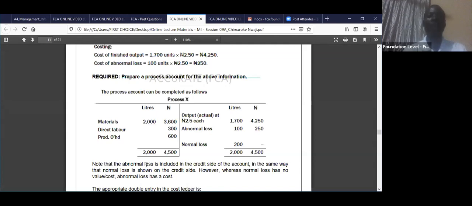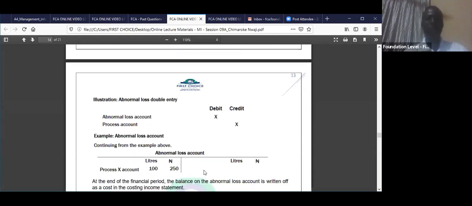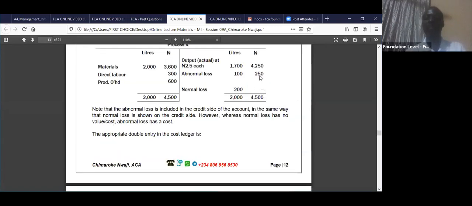Note that the abnormal loss is included in the credit side of the account in the same way that normal loss is shown on the credit side. Whereas normal loss has no value, abnormal loss has a cost value. It must always have a cost value. Now look at the double entry. Abnormal loss, you debit abnormal loss account, you credit the process account. So if you look at the process account, it's on the credit side. When you are going to put it in the abnormal loss account, you debit the other leg.